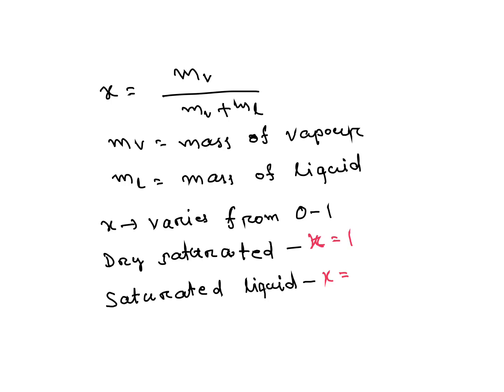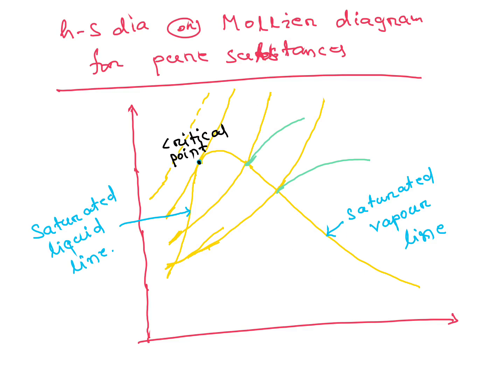Then the HS diagram, or Mollier diagram, for pure substances. For water, this is H and S. On the x-axis entropy and on the y-axis enthalpy. Enthalpy versus entropy diagram. From here is the saturated liquid line, then the saturated vapor line. On this side liquid, here liquid plus vapor, this side only vapor. This is the critical point.